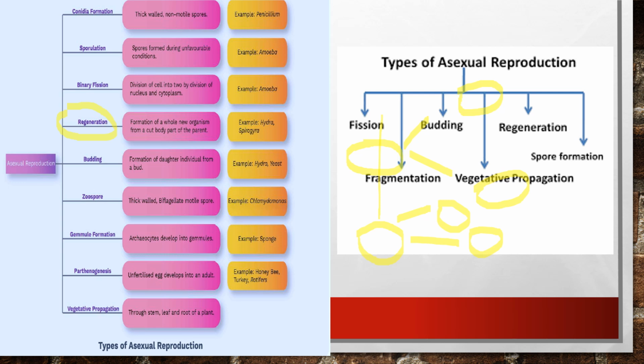Next is spore formation. Some organisms produce spores like zoospore, chlamydospore. Generally, fungi produce these spores. They generally reproduce through spore formation.